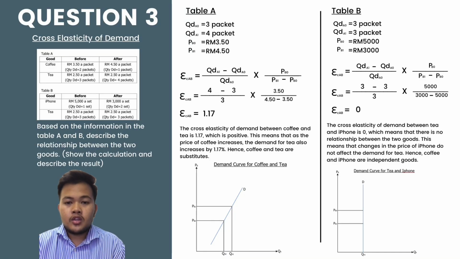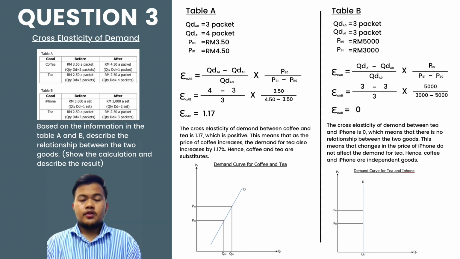Question 3. Cross elasticity of demand. Based on the information given in tables A and B, describe the relationship between the two goods and show the calculation and describe the result. Table A is the relationship between coffee and tea. For coffee, the price of coffee is increased from 3 ringgit 50 cents to 4 ringgit 50 cents per packet, and the quantity demanded for coffee is decreased from 2 packets to 1 packet.